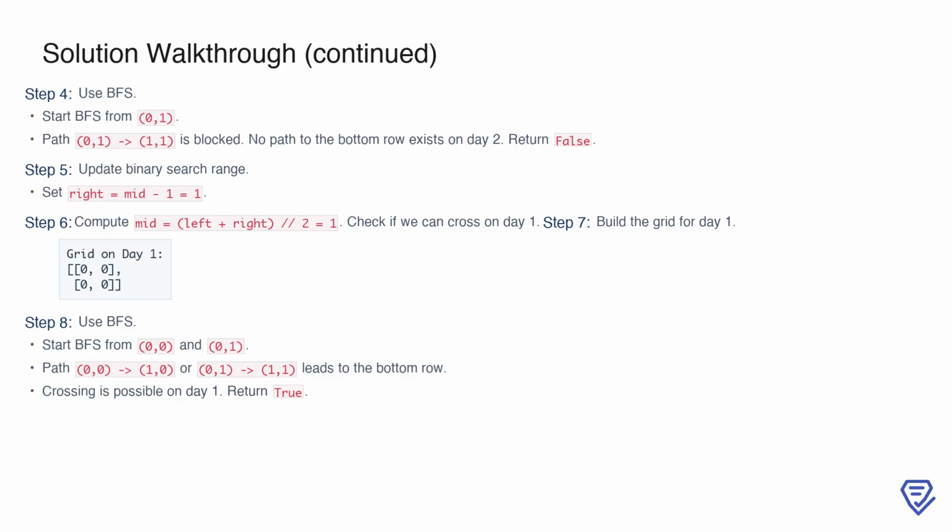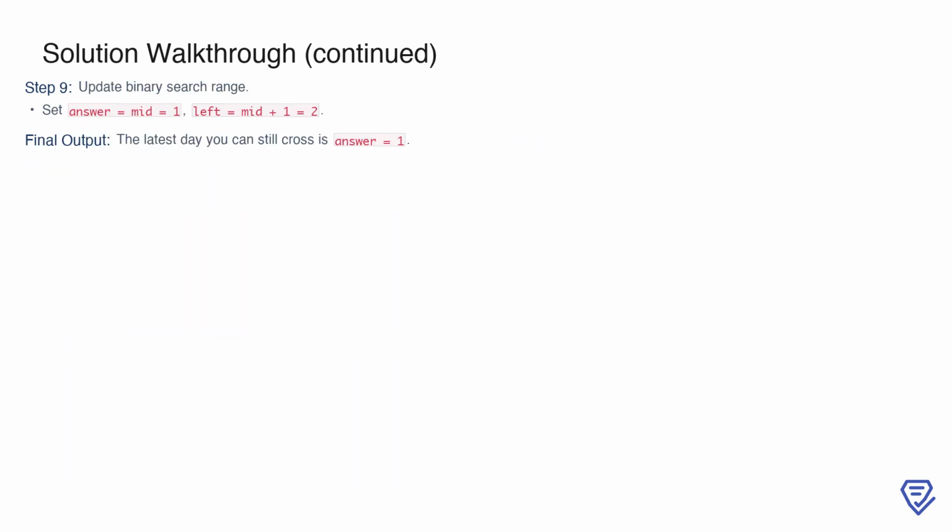We then compute mid as 1 and evaluate if crossing is possible on day 1. The grid on day 1 is constructed using the first cell from the input, resulting in a fully open grid. On day 1, the grid is completely open, so we proceed to use BFS to check for connectivity.